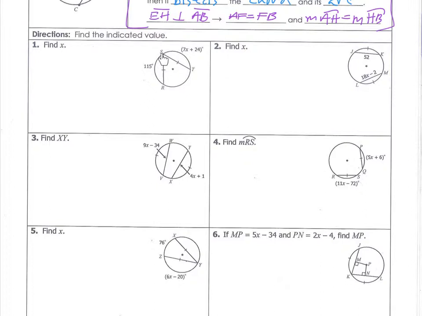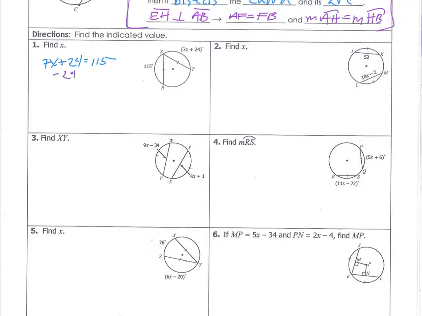115, well, if the chords are congruent, aren't their corresponding arcs congruent? Yeah. So then all we're going to do to set up our equation to solve is take 7x plus 24 and set that equal to 115. And then use your algebra to solve.